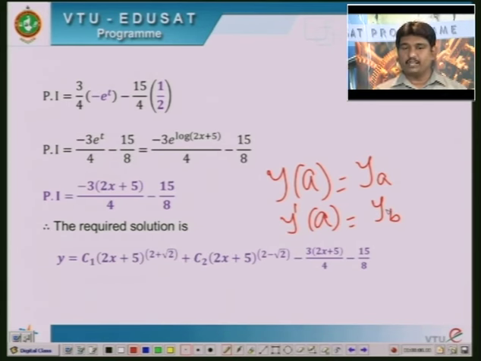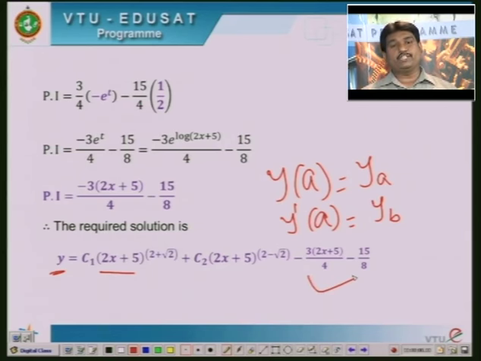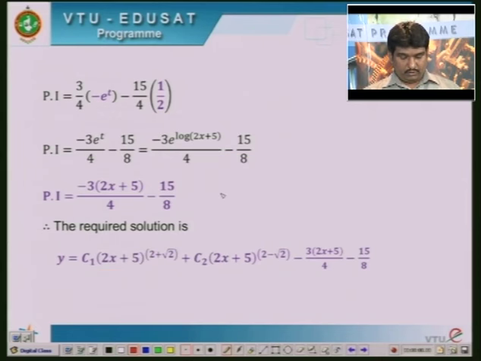If initial conditions are given, then you get one equation. When you substitute x equals a here and y equals ya here, you will get one equation in terms of C1 and C2. Next, you differentiate this equation with respect to x and then substitute the second condition, y dash of a equals yb. You will get one more equation in terms of C1 and C2. Solve those two equations and substitute in the general solution to get the required particular solution. So, this is about Legendre's differential equations.